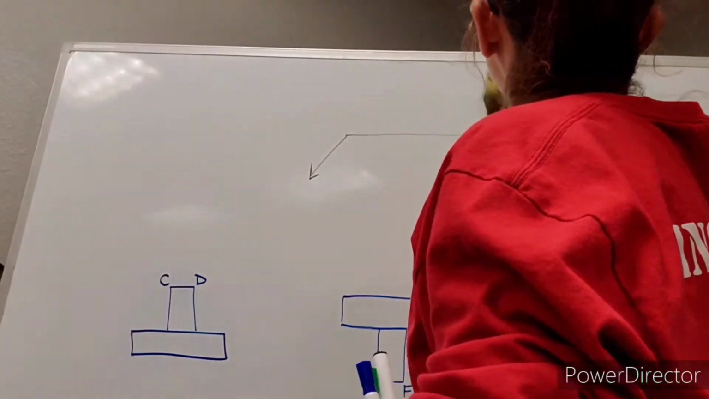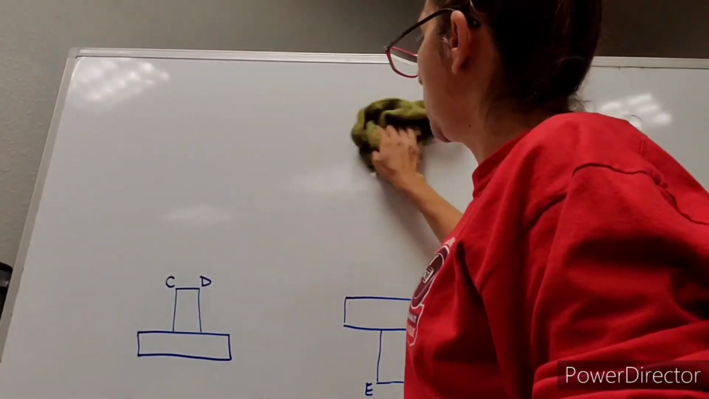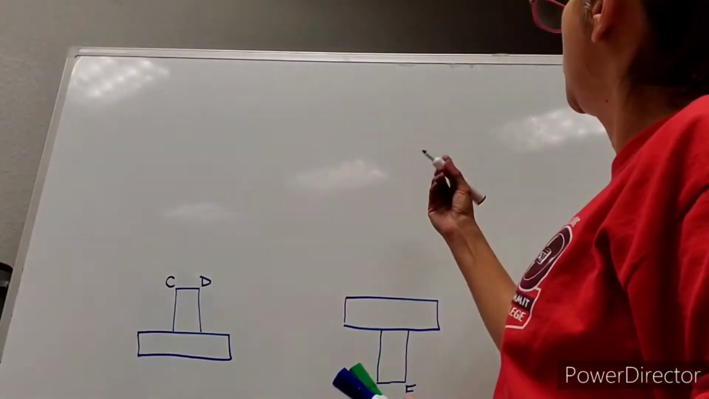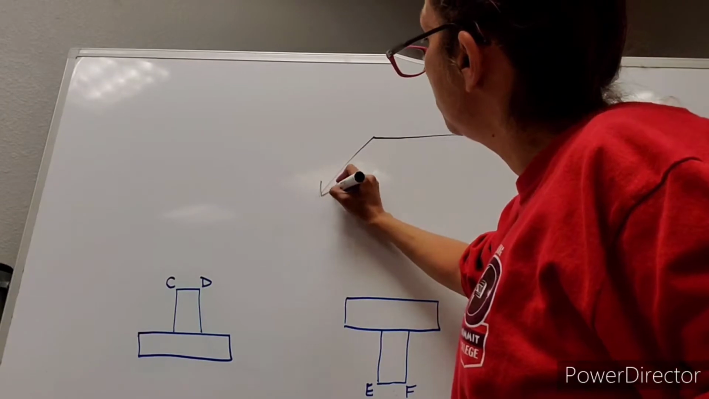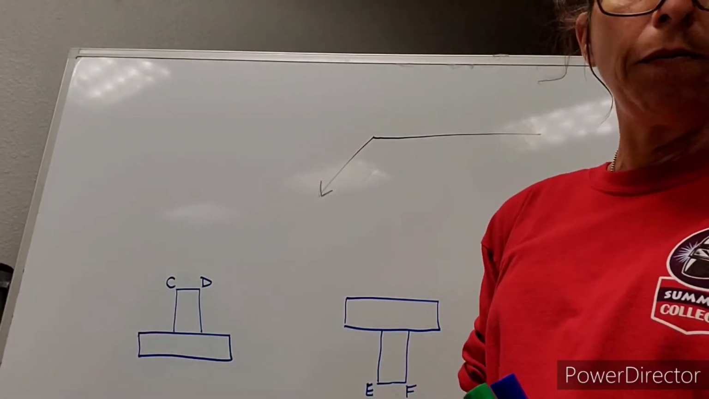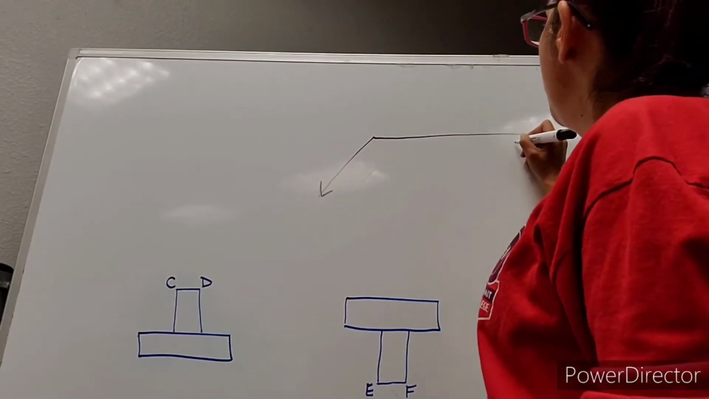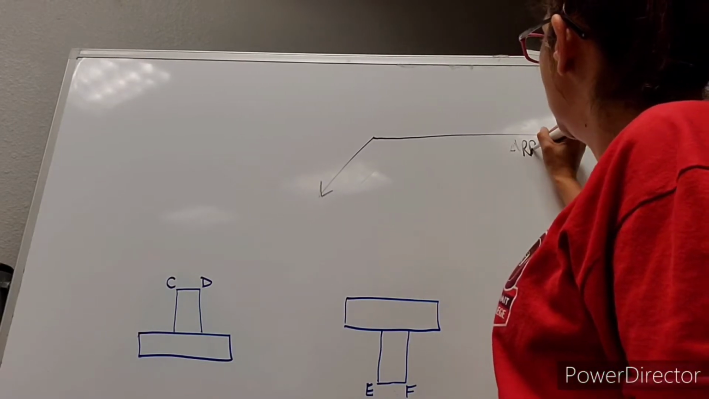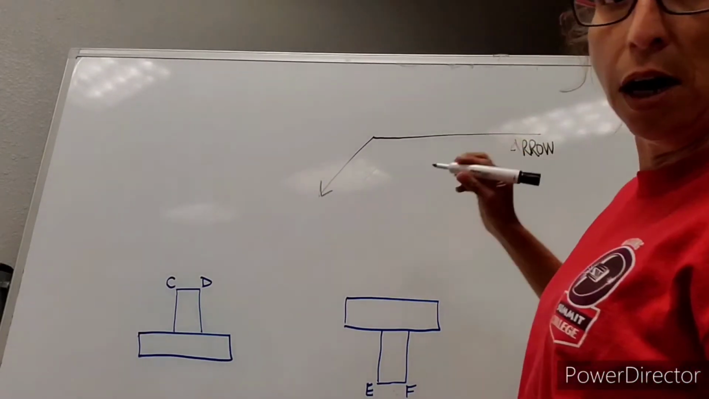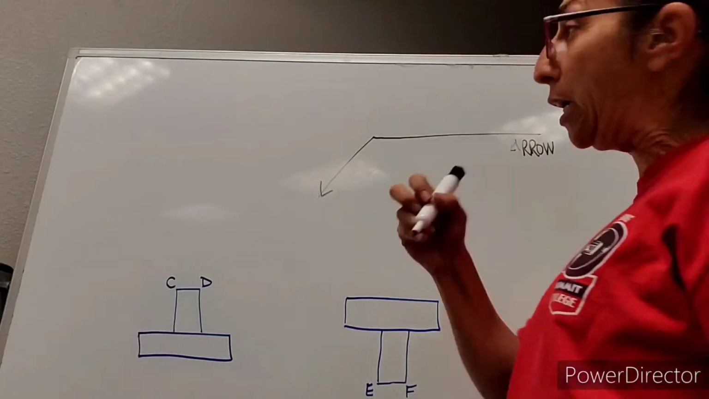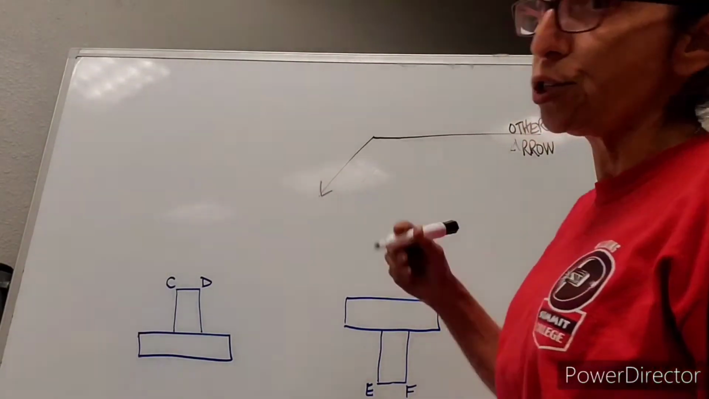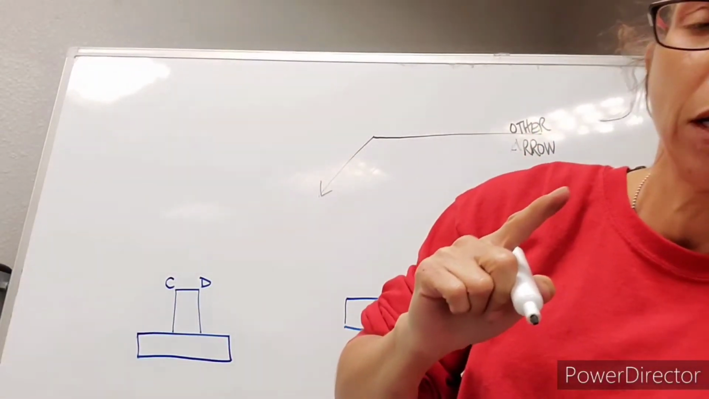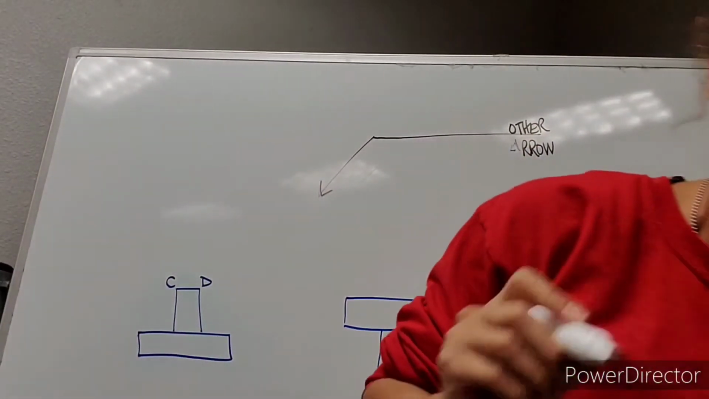All right, so in order for us to have a symbol, we must have a reference line and an arrow to start. Okay? Now, the bottom is called the arrow side, and the top is called the other side. Okay? Remember, welders thought of this. This wasn't me. Okay? So it's really simple to understand.